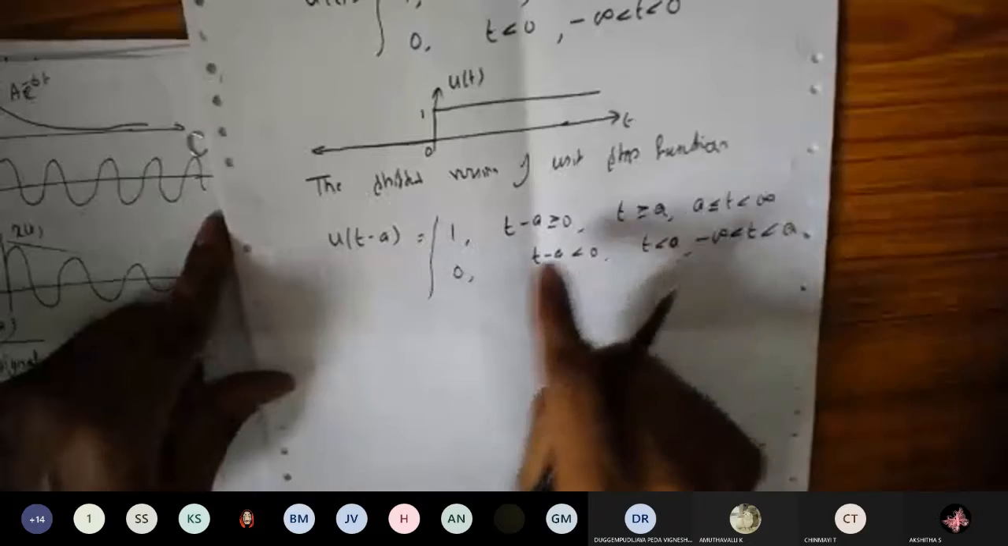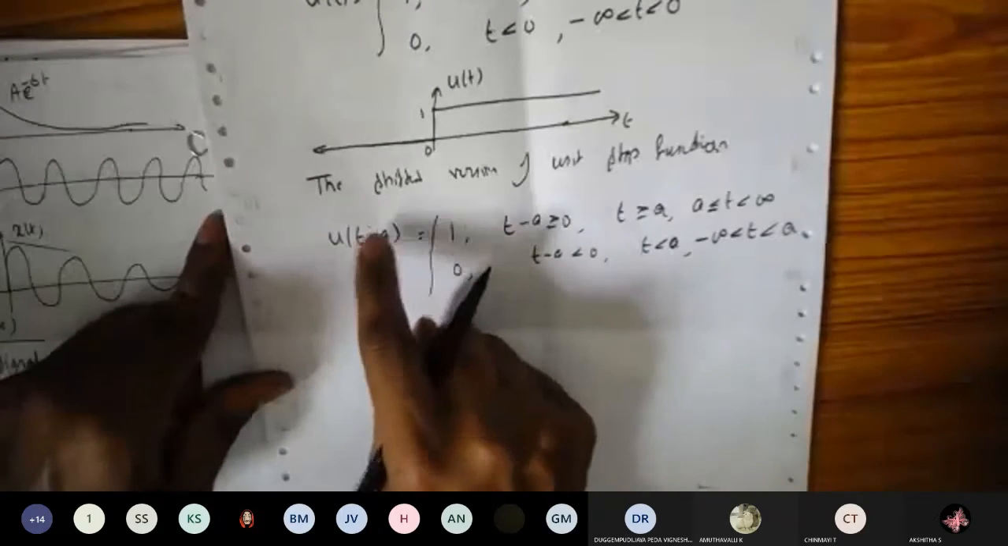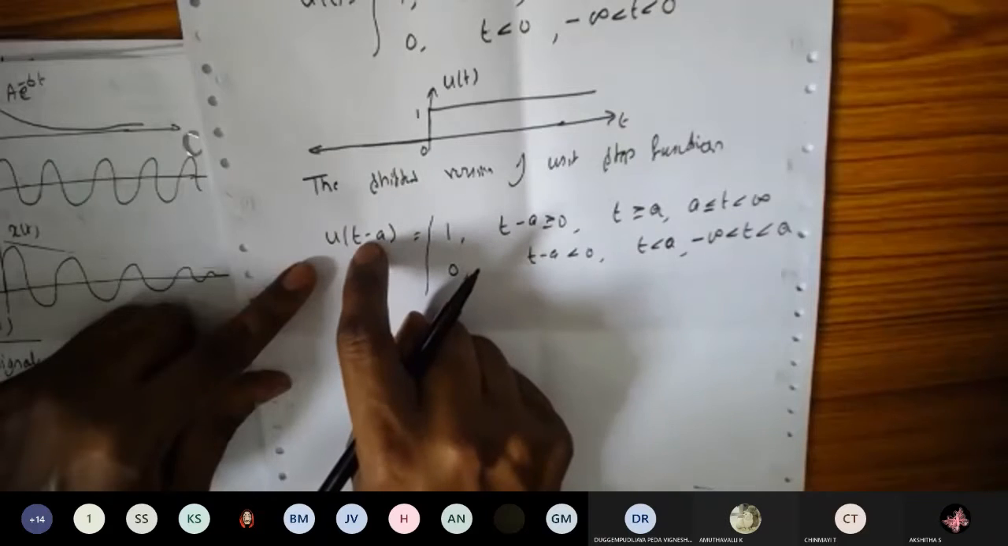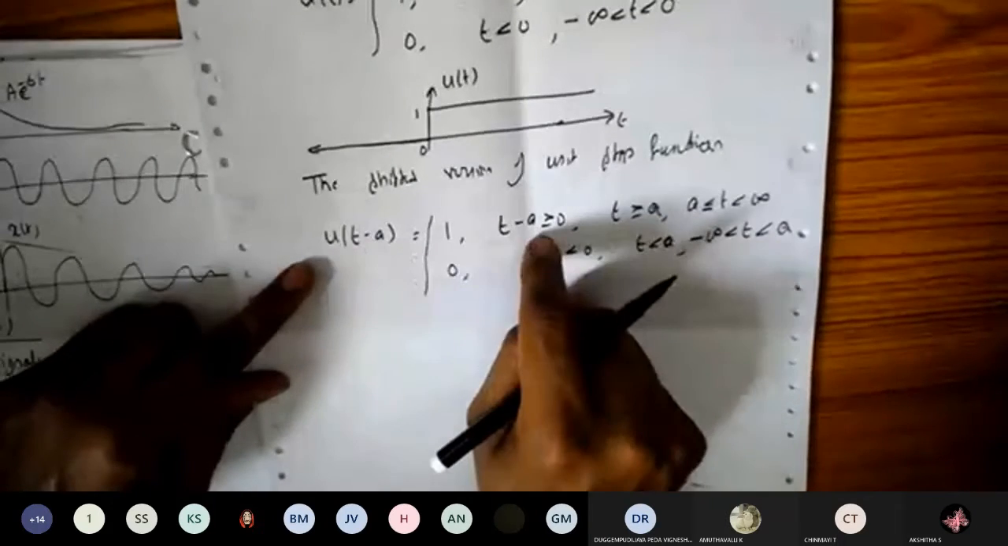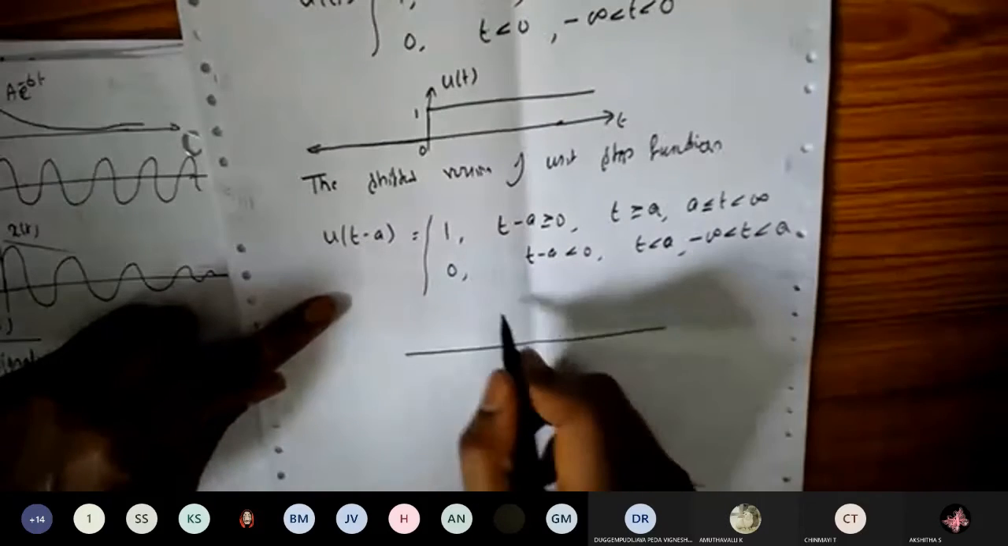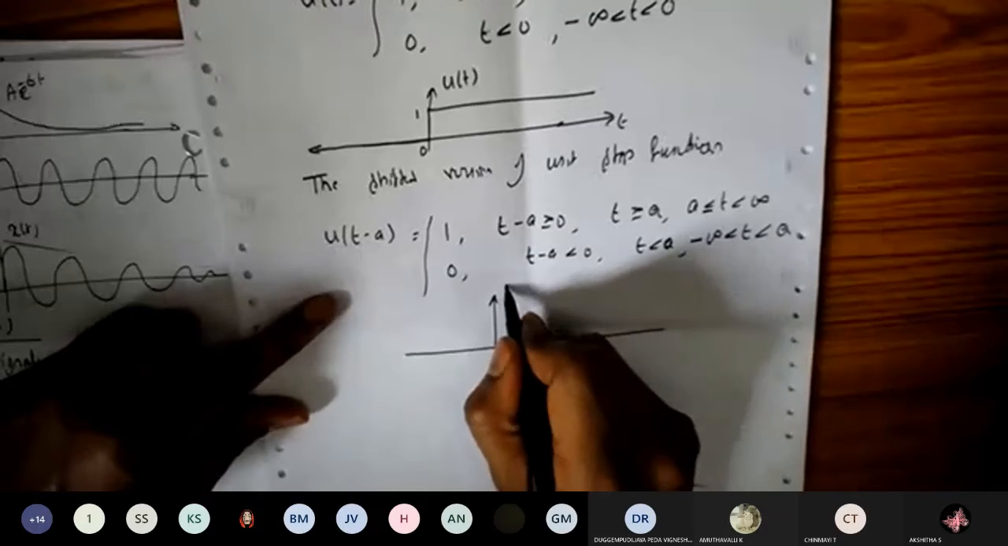Okay, so like that we are going to define the unit step function. The thing you can keep in mind is that whatever is inside these braces should be greater than or equal to 0. Whatever value you get, you can just equate to this condition here. Okay, so now in order to draw this waveform, I'm going to take it like this.